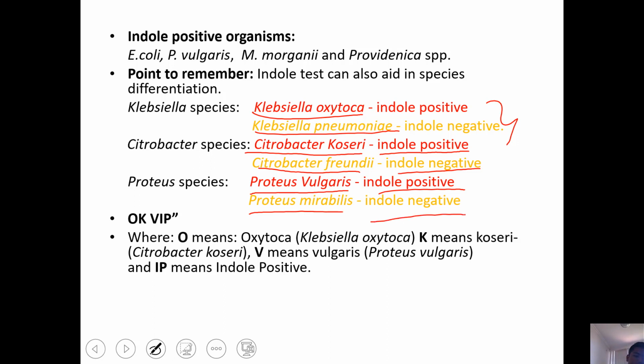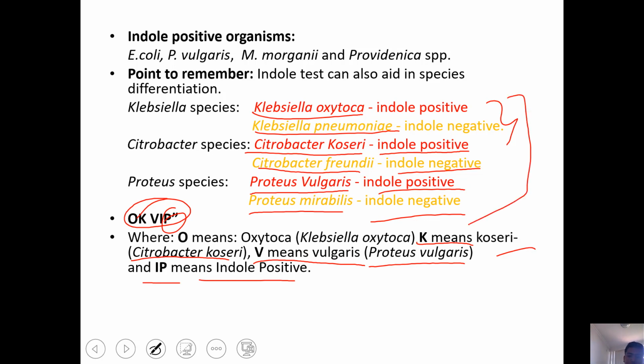One of the very simple techniques to remember is OKVIP. O means oxytoca, which means Klebsiella oxytoca, K means koseri, which means Citrobacter koseri, and V means vulgaris, that means Proteus vulgaris, and IP stands for indole positive. If you can remember this formula, then you can remember all these things.